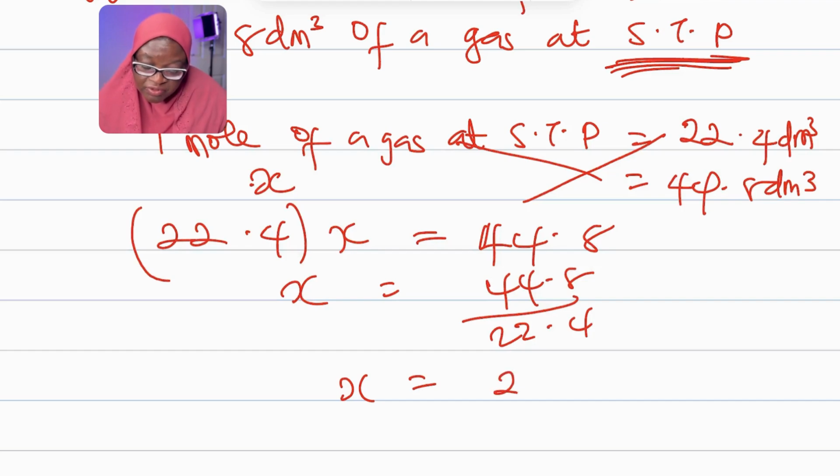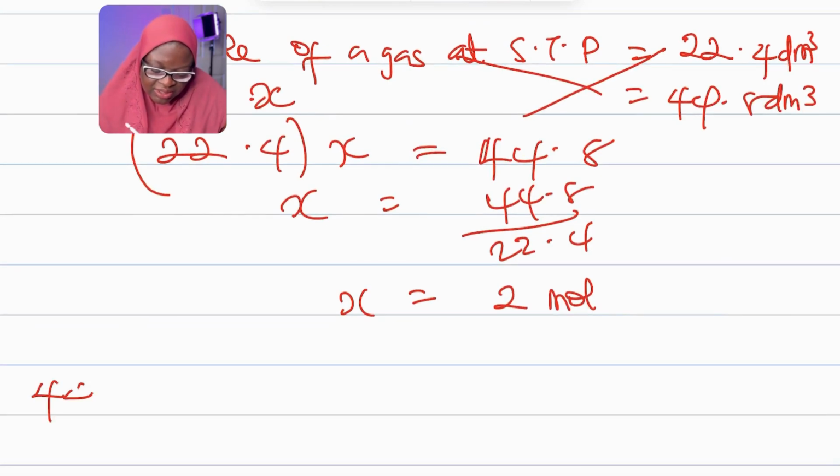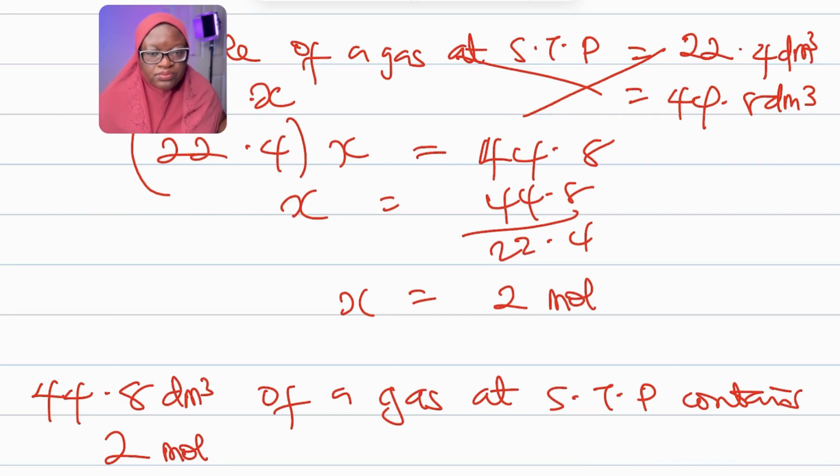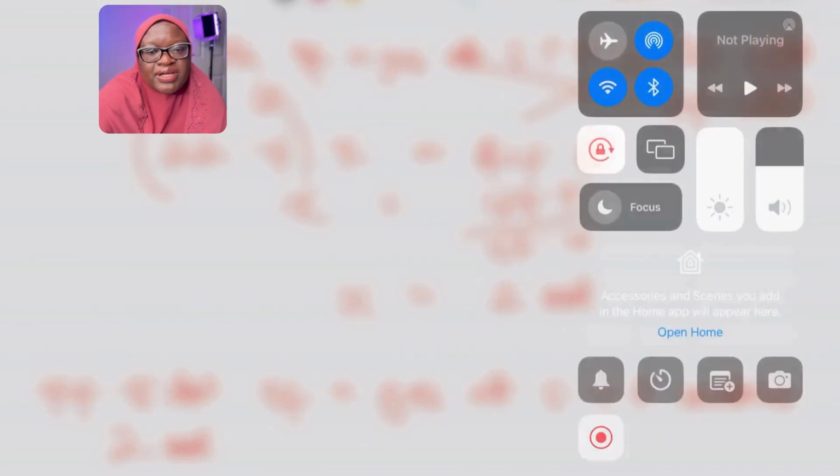Bear in mind, we're calculating for number of moles. So x is equal to what? 2 moles. So 44.8 dm cube of a gas at STP contains 2 moles. So if we know that every gas occupies 22.4 dm cube at STP, we can use that to calculate the number of moles of that particular gas.